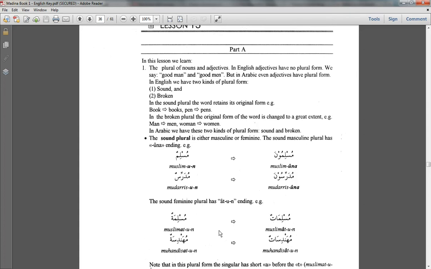So again, this is sound because the word Muslim retains its original shape, and all you did was put atun at the end of it. Muslimatun, Muhandisatun. So female Muslim, female engineer, the plural is Muslimatun and Muhandisatun.